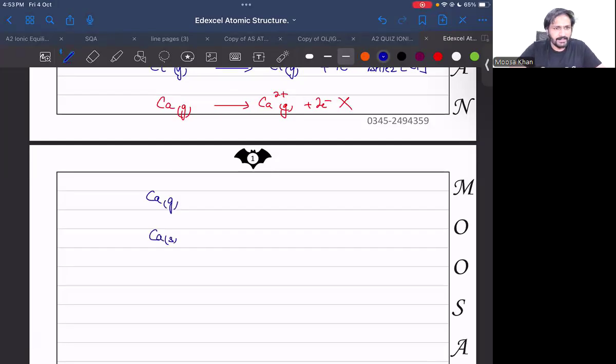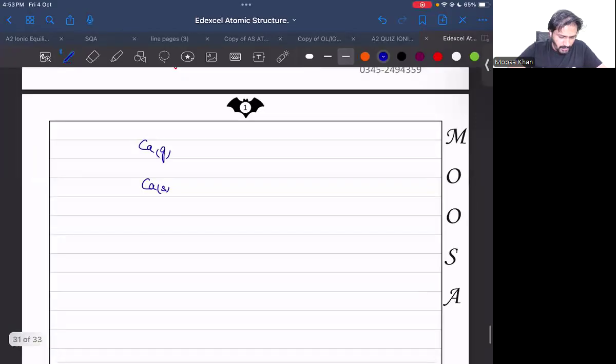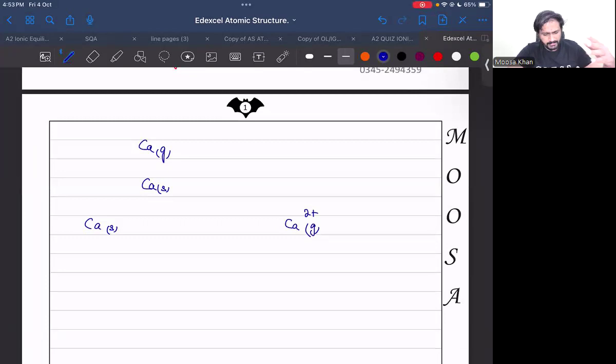Calcium is a metal, right? So whenever you find calcium at room temperature, it is always available in solid form. If we have to convert a calcium atom to a calcium 2 positive gaseous ion, can we just do it directly? Of course, when we supply heat energy to solid calcium, a time will come when it will form a calcium 2 positive gaseous ion. But what are the stages involved from calcium solid to calcium 2 positive gaseous ion?